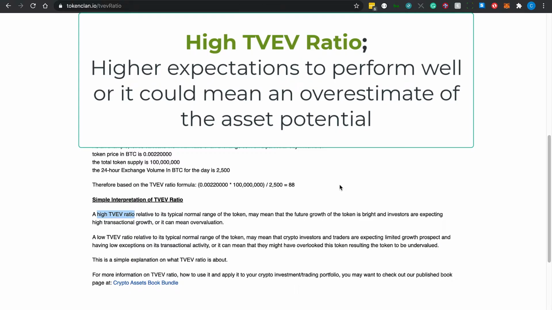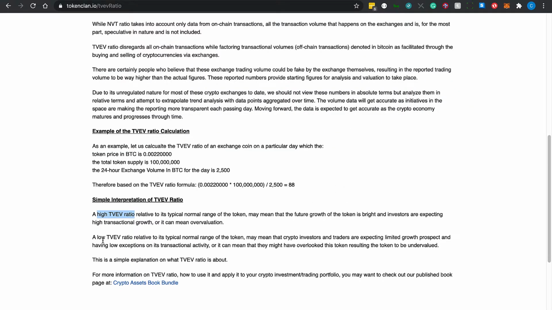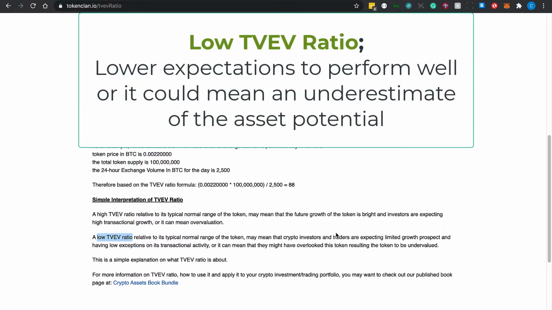Another look will be that it is overvalued, in that investors could have overestimated its potential, whereby it's basically riding on a certain level of hype. And when it comes to a low TVEV ratio, investors have perceived that the crypto exchange has low growth potential and expect that it will not perform that well over time.